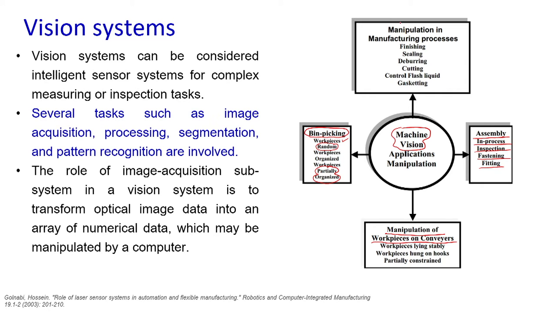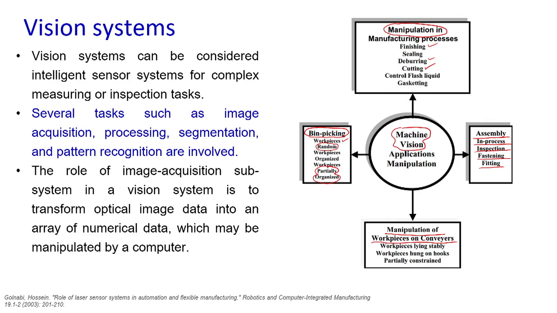Then there is a very important application of machine vision in transformation processes. We have seen a lot of transformation processes in laser based material removal. On the shop floor we have a lot of mechanical transformation processes such as cutting, the turning operation, the milling operation, or material removal operations, then finishing operations and deburring operations. Here we need to monitor the process continuously to have efficiency in that particular operation.